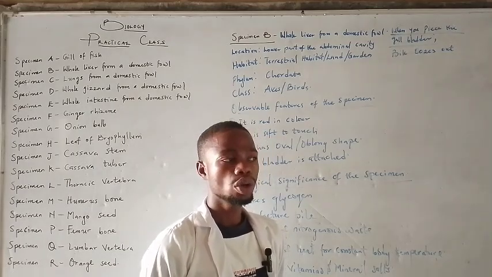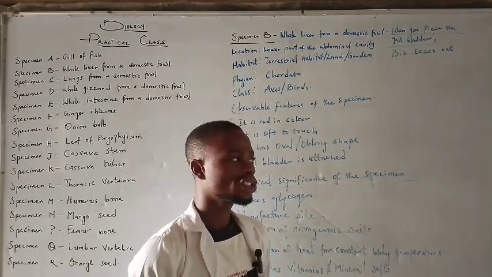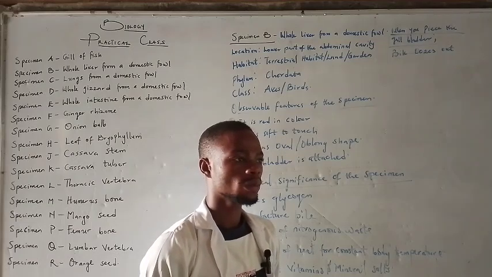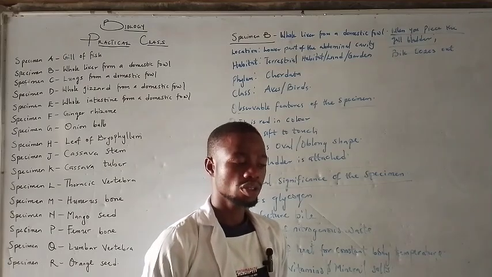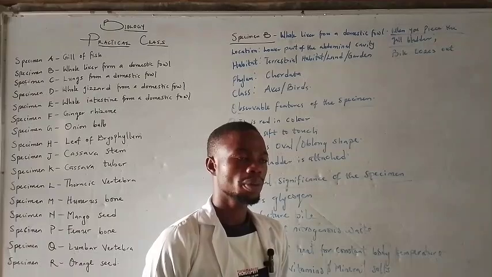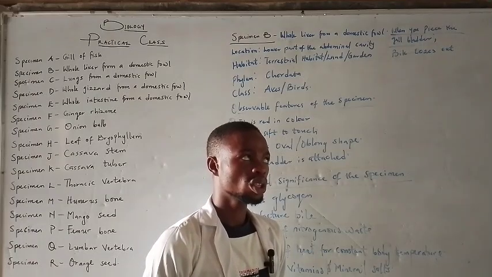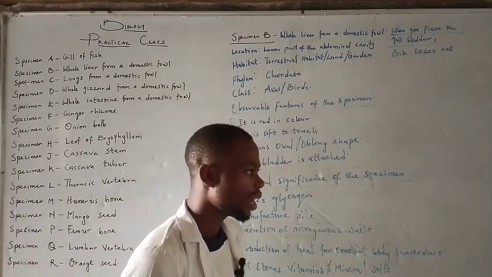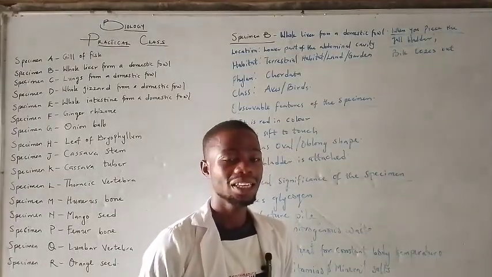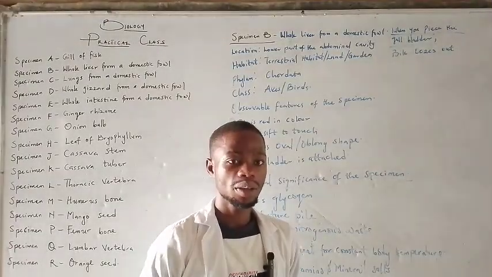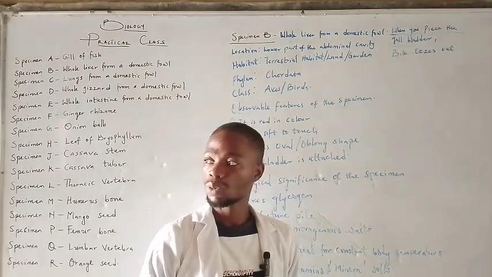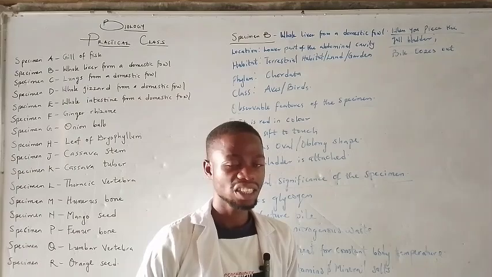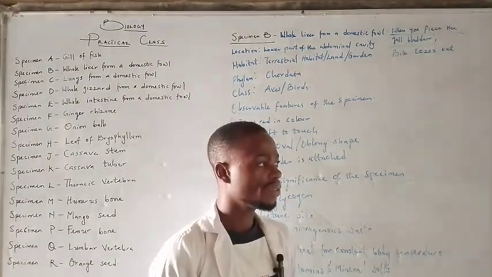So you might be asked to use the litmus papers to test the concentration of the bile. Now, bile is alkaline. Alkaline means that when you use red litmus paper, it will turn red litmus paper to blue. And when you use blue litmus paper, it will be unaffected.